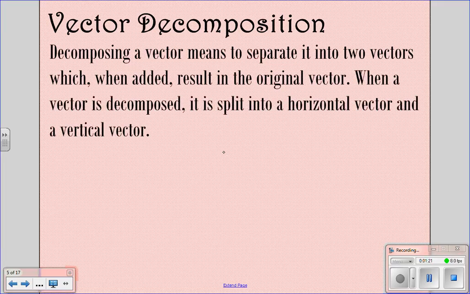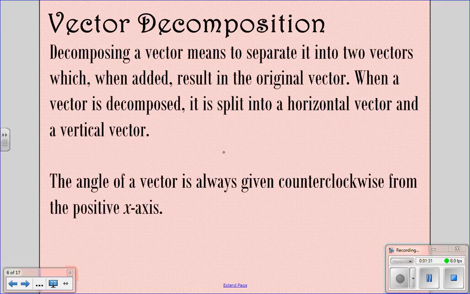When a vector is decomposed, it is split into a horizontal vector and a vertical vector. So one of them is going to have your horizontal component and one of them is going to have your vertical component. The angle of your vector is always given counterclockwise from the positive x-axis. So we've talked about this already this year, and we also talked about it in Algebra 2 last year. Whenever you have your x and y axis, you always start over here and you measure counterclockwise from the positive x-axis. So you're always going this direction.